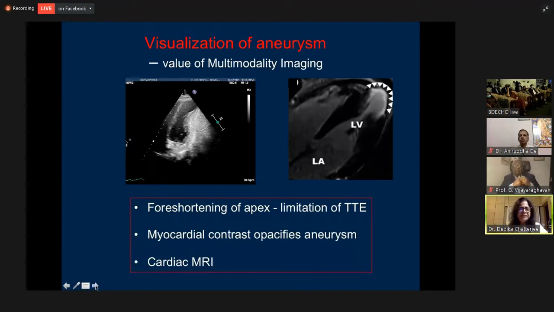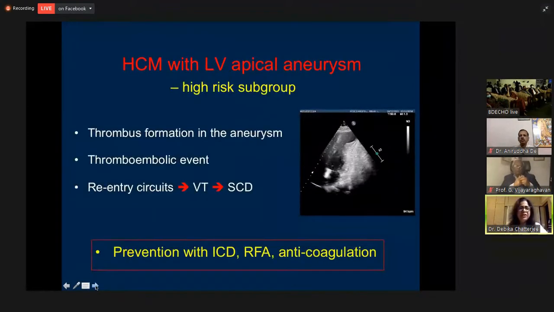And why is the identification of this aneurysm so important? Because this type of patient is a high risk subgroup, because in the aneurysm there is stasis of the blood, so there is a chance of formation of thrombus in this aneurysm, giving rise to a thromboembolic event and even sudden cardiac death. And also the junction of the healthy myocardium and the scarred myocardium is a site of re-entry circuit formation, leading to ventricular tachycardia and sudden cardiac death.